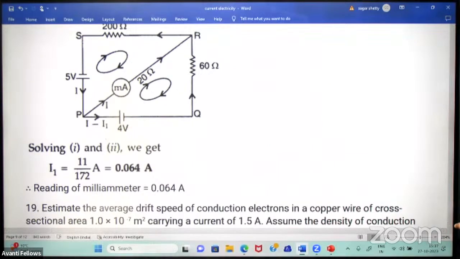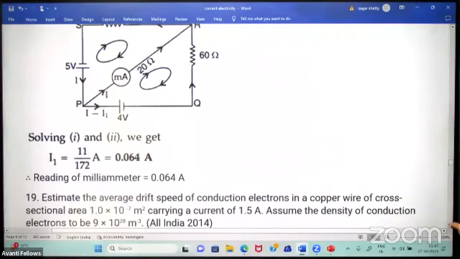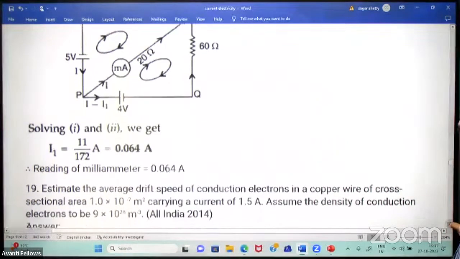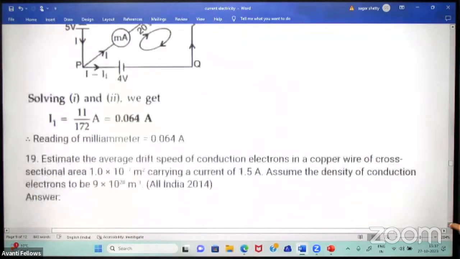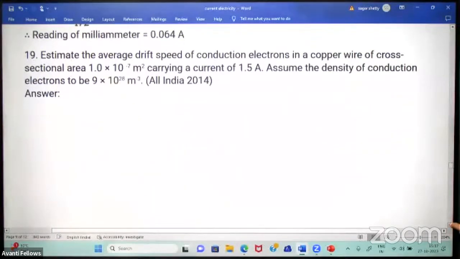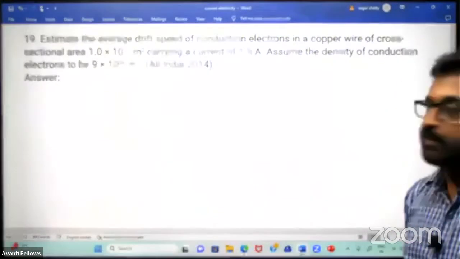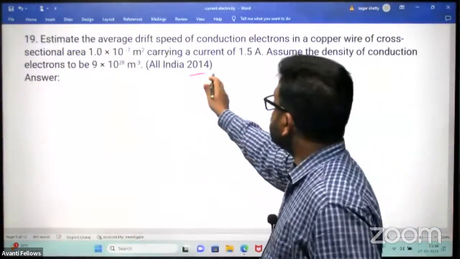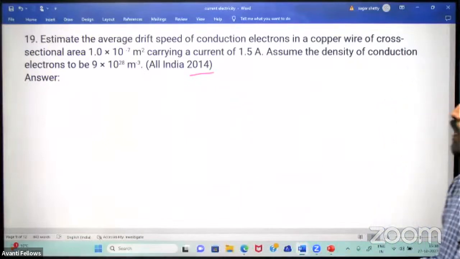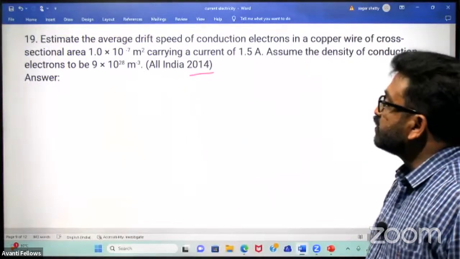Now, question number 19. This is a typical question every time we get. Estimate the average drift speed of conduction electrons in a copper wire of cross-sectional area 1 into 10 power minus 7 meter square, carrying a current of 1.5 ampere. Assume the density of conduction electrons to be 9 into 10 power 28 per meter cube. In 2014, they asked the same question. Now, how to solve this question? It is related to drift velocity.